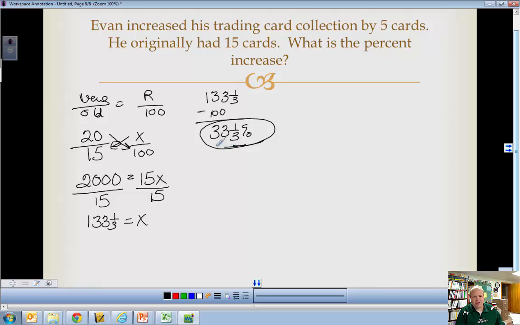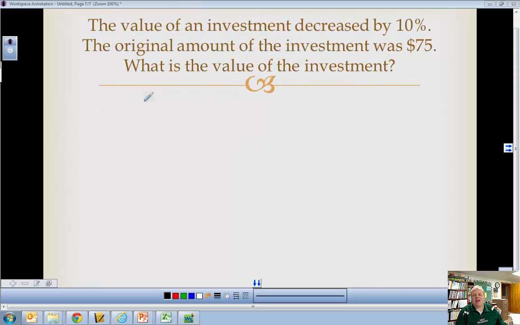So just to recap a little bit with the increase: you're going to solve it, and you're first going to just solve for the rate, for whatever it is. In the end, when I get this answer here, that's when I'm going to subtract my 100 to get my actual percent increase.